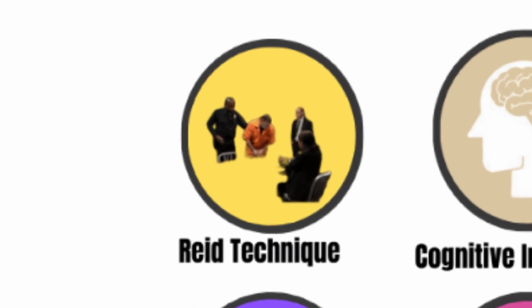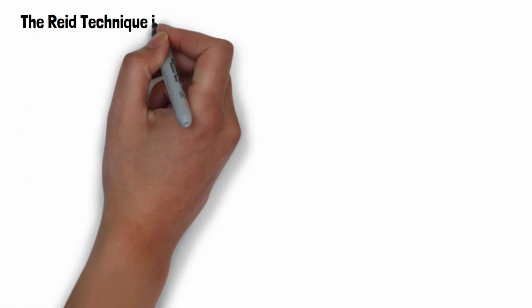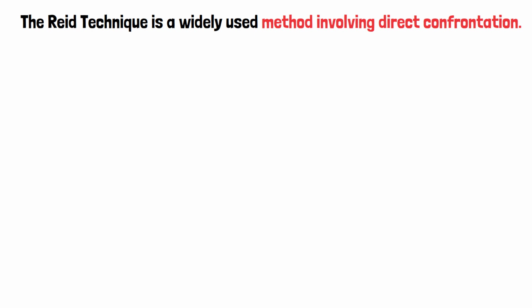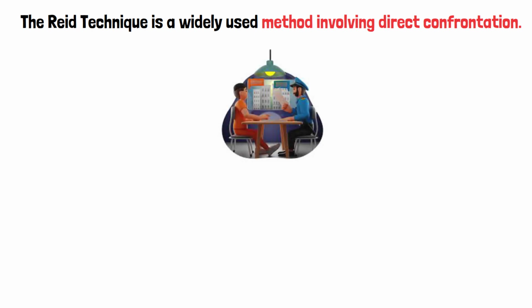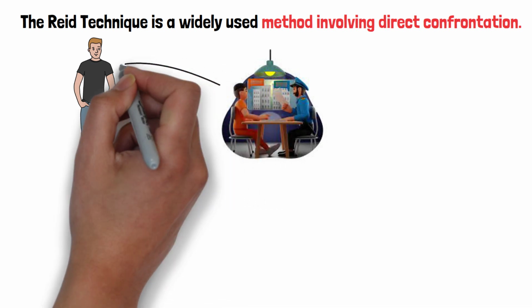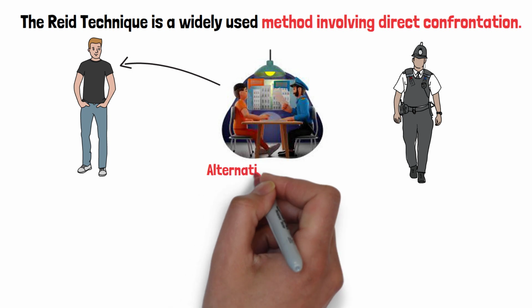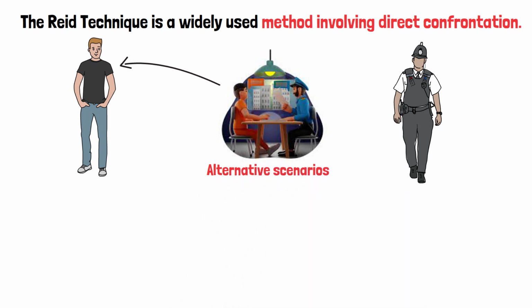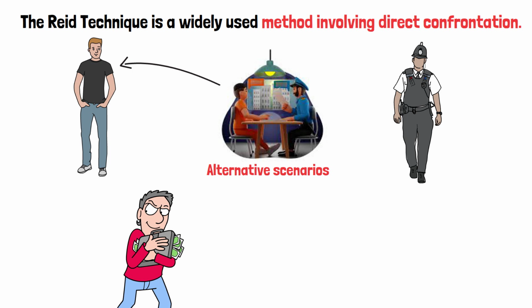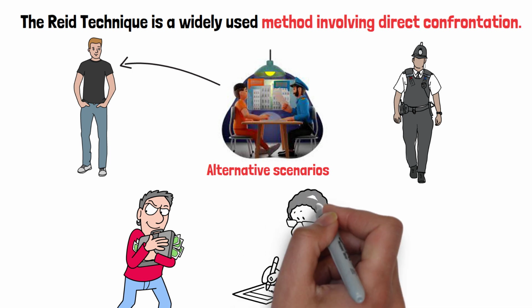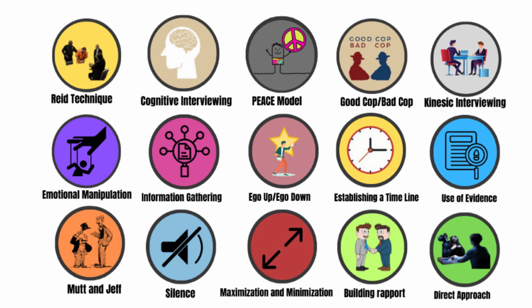Reid Technique. The Reid Technique is a widely used method involving direct confrontation. The interrogator starts by accusing the suspect and then offers justifications to make them feel better about confessing. They handle denials firmly, present alternative scenarios, and try to get the suspect to explain the details of the crime. Finally, they convert the confession into a written document.